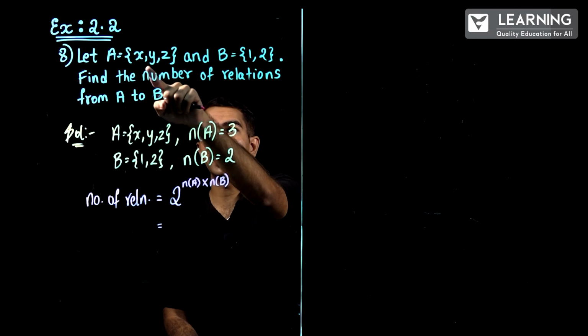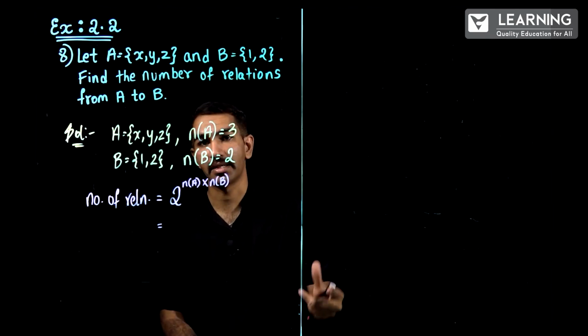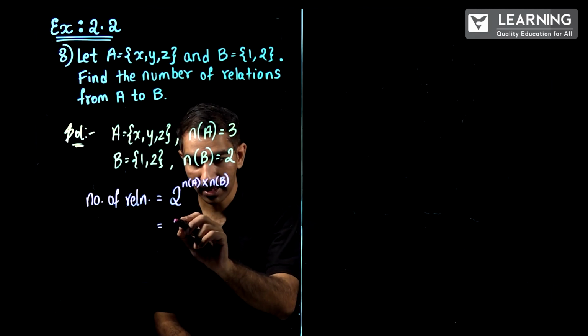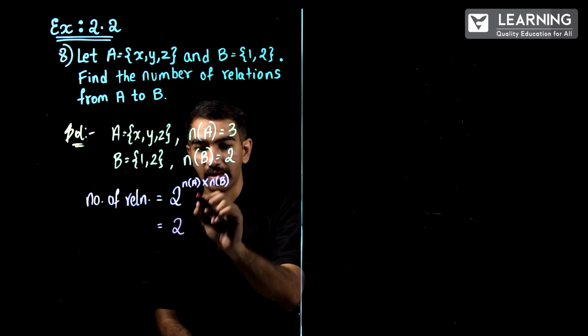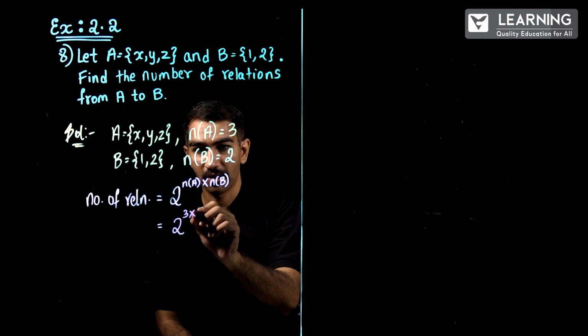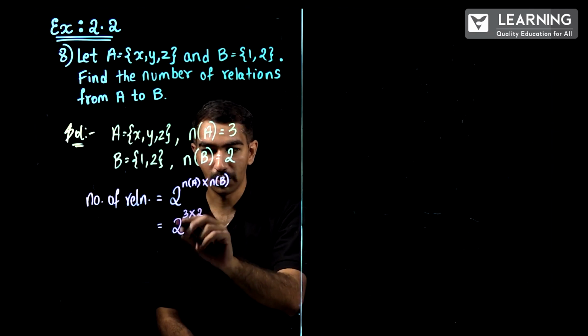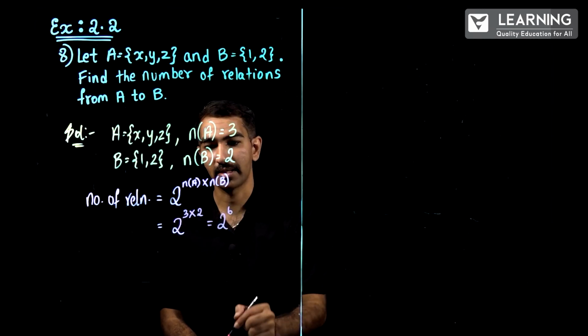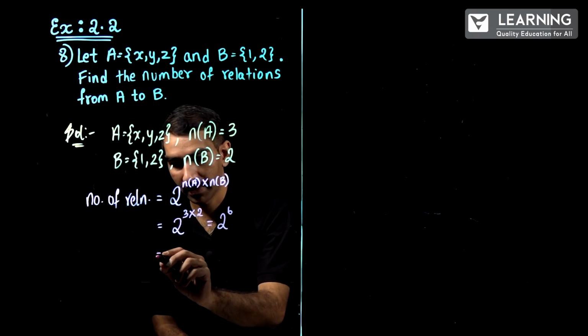So here there are only 3 elements, right? In the next question you might get 5 elements. But this 2 will be constant here. So now we'll write 2 as it is. What is n of A? 3. And what is n of B? That is 2. So 2 to the power of 3 into 2, that is nothing but 2 to the power of 6.